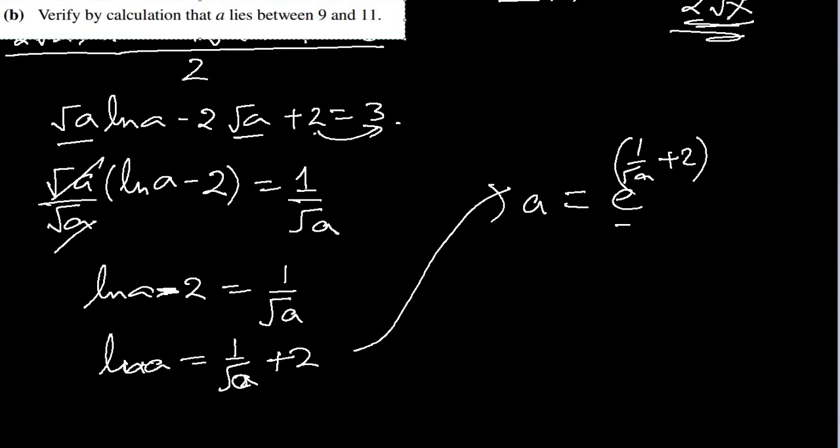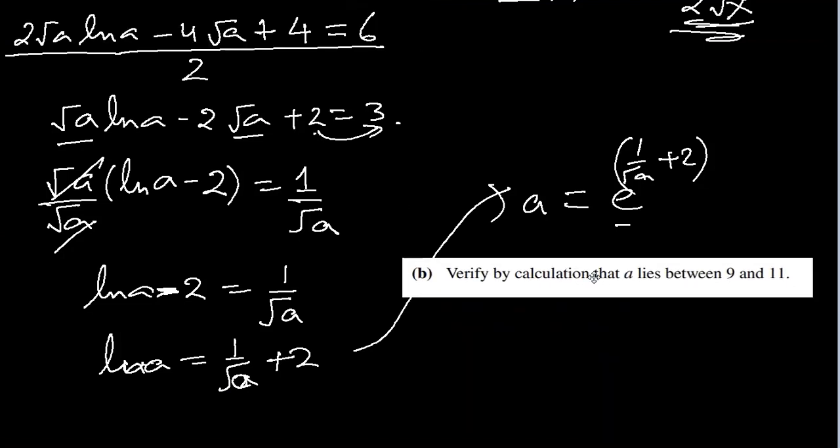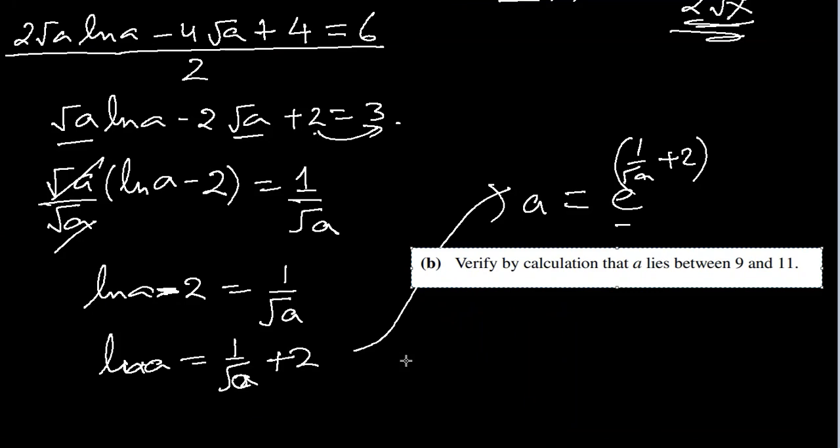Let's move on to the next part, which is verify by calculation that a lies between 9 and 11. So whenever they ask you to confirm a root between a range, and they have given the range 9 to 11, substitute 9 and 11 into this equation by first collecting every item to the left side. So let me do that first. So a minus e to the power 1 over square root a plus 2. This is collected to the left and this is equal to 0, correct?